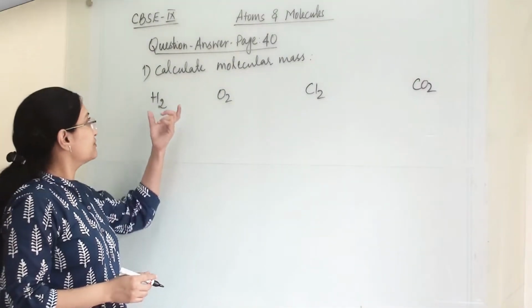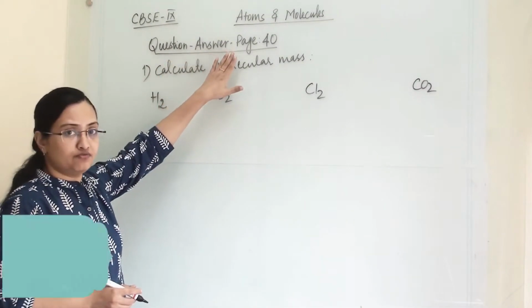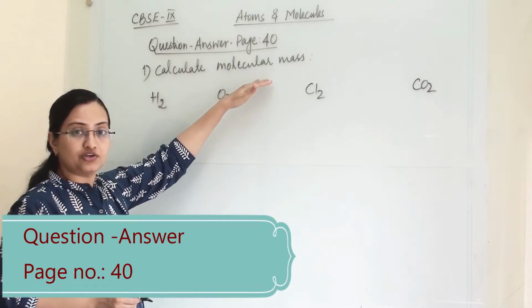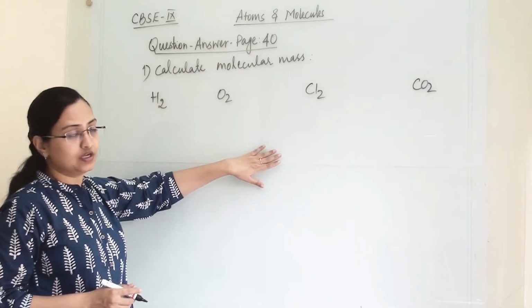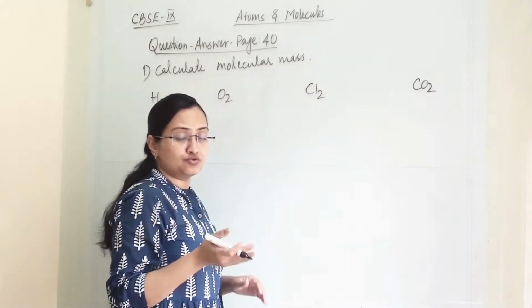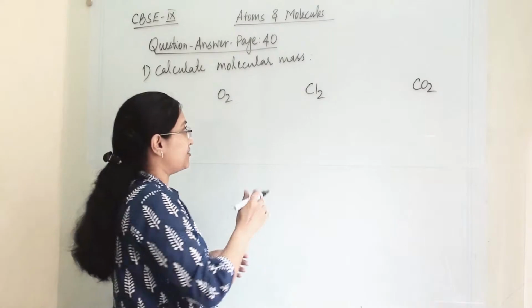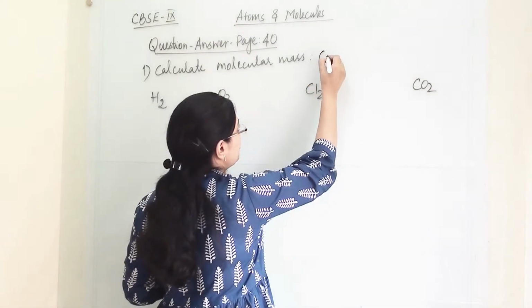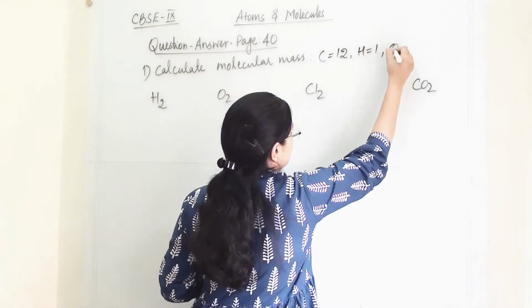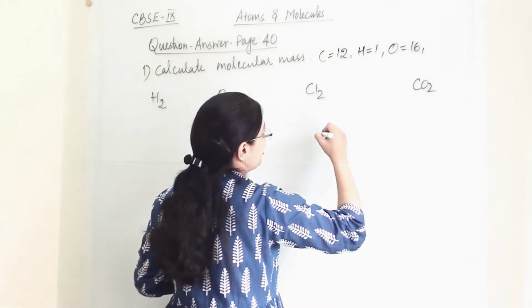Our next set of questions is from page number 40. In this first question, we have to calculate the molecular mass of the following compounds. Whenever they ask you to calculate molecular mass, the atomic masses will be given to you. These are the atomic masses required.